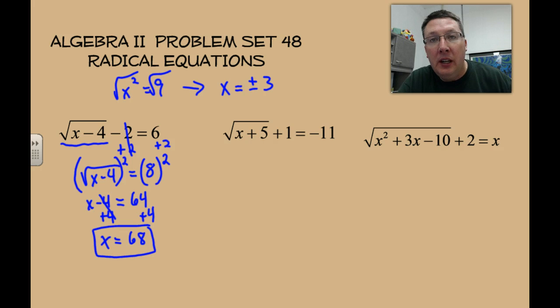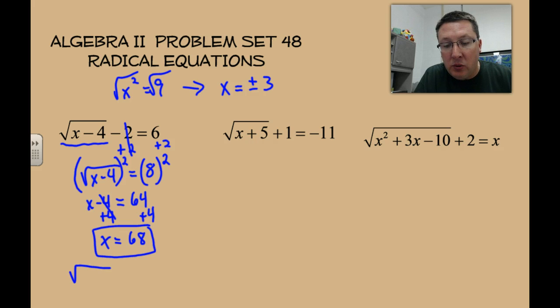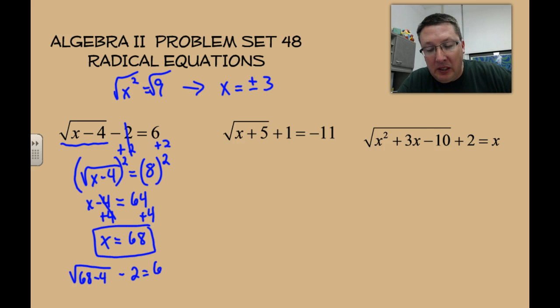Simple as that. Now, one thing we do have to do on these problems is we have to check our answer back in the original problem to make sure that it works. So if I go back up here to my square root, I'm going to plug in 68 for x. So I have 68 minus 4 under the square root, minus 2 equals 6. Well, if I take 68 minus 4, that's 64.